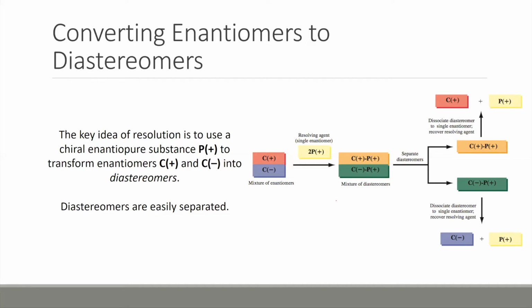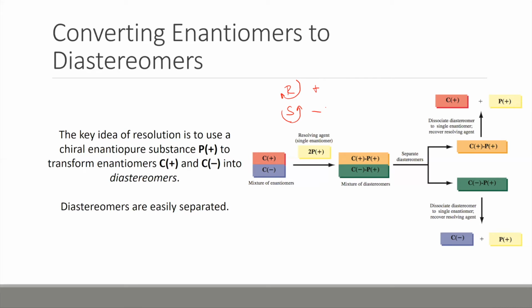The key to separating enantiomers is to use another chiral substance, and a chiral substance that is not a mixture of enantiomers. It just has one chirality center, and you react it with the enantiomers. So here we're representing the enantiomers as a plus and a minus symbol. This has to do with their R or S configuration and their rotation. So a rotation clockwise or anti-clockwise would be a plus or minus.